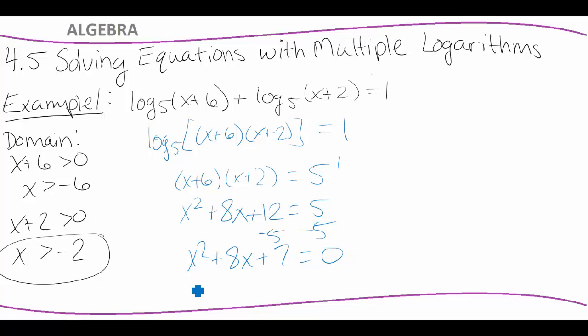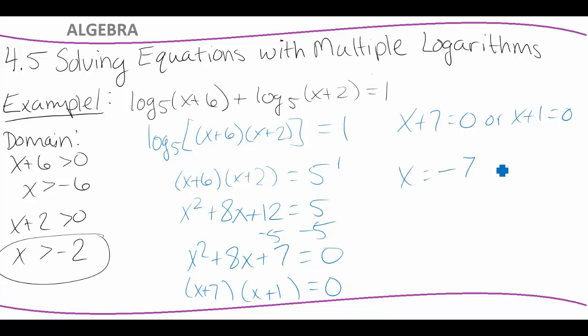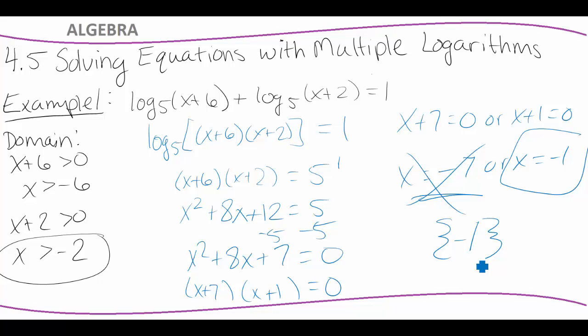And now we can factor. And we factor and we get x plus 7 and x plus 1 equals 0. And now we can set each one of these equal to 0. So we get x plus 7 equals 0 or x plus 1 equals 0. So we get x either equals -7 or x equals -1. And we notice that x equals -1 satisfies our restriction that x has to be greater than -2, but x equals -7 does not, so this is not a solution. So the only solution is x equals -1, and our solution set is {-1}.